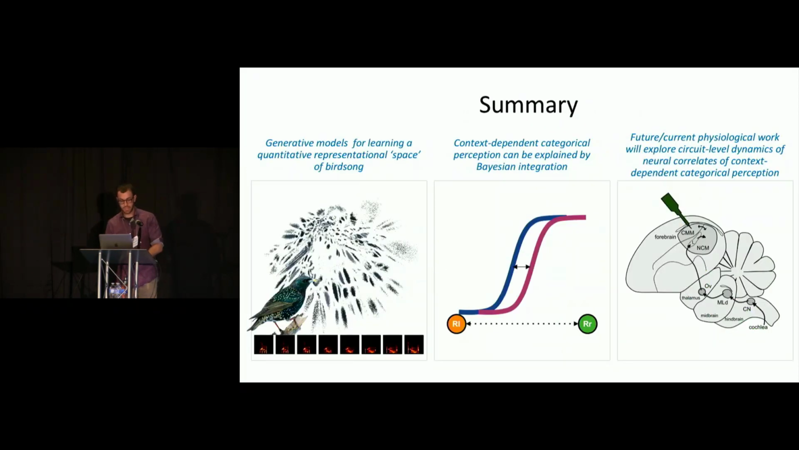So in summary, we have these generative models for learning a quantitative representational space of birdsong that I think can be applied to a lot of other sorts of perceptual tasks. We have this context-dependent categorical perception task that we can, to some extent, explain with this Bayesian integration model. And we're undergoing these physiological investigations in these secondary auditory regions, or nuclei, in the songbird brain.